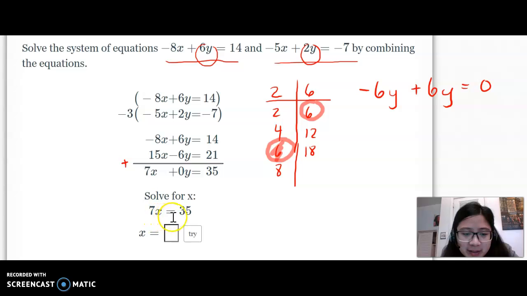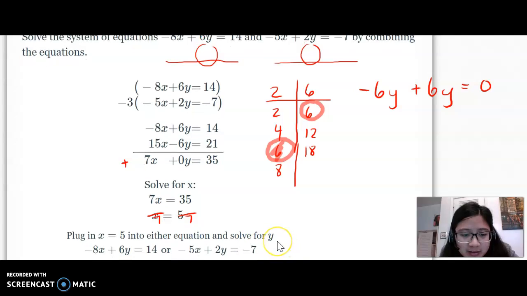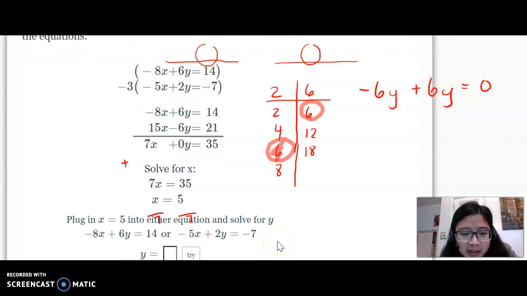So now I have to do 7x is equal to 35. I need to solve for x. And we know we have to use inverse operation. So we're going to divide 7 on both sides. And we should get a 5. All right? So no errors so far. So I found what x is.